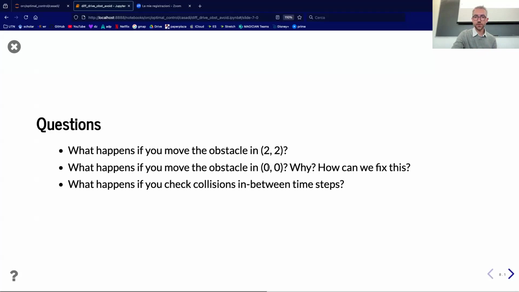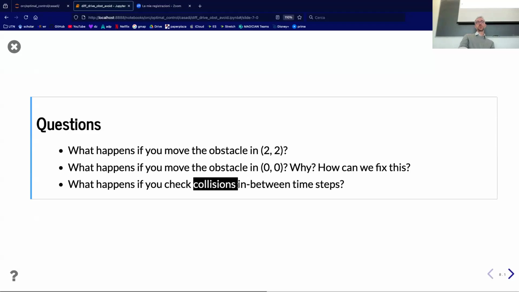Okay, so we already answered the first 2 questions. Third question, what happens if you check collisions in between time steps? Do you mean in between time steps? So at the time instant that's in the middle of 2 time steps. I could maybe penetrate the solution by something, because I am evaluating it when I am half a time step ahead.